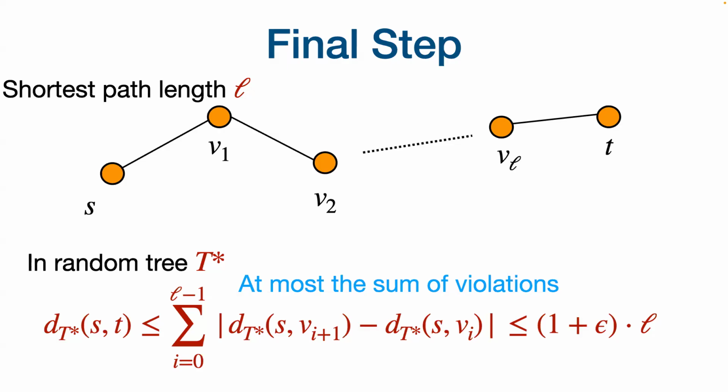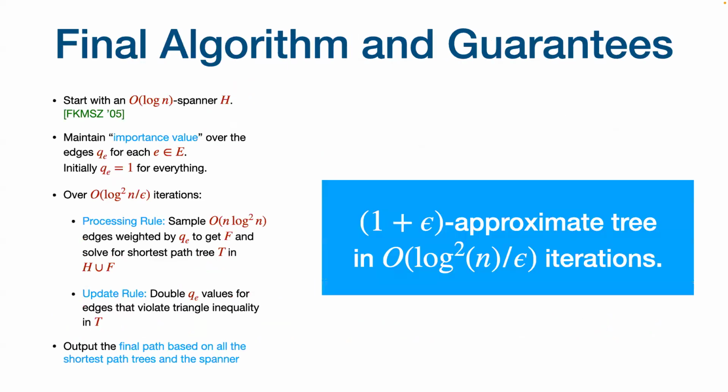Any questions till now? Okay, so this is the final algorithm. We haven't talked about how to implement it yet. We will do that now. And it's saying that we're getting a 1 plus epsilon approximate shortest path tree in log square n over epsilon iterations. The tree is coming by looking at all the trees from the processing rule and the spanner together.